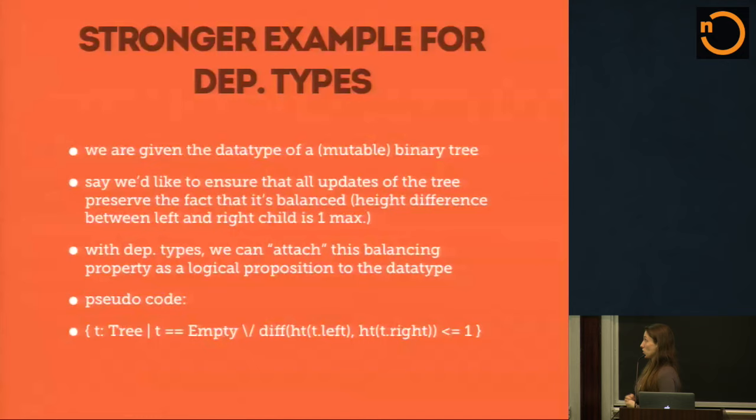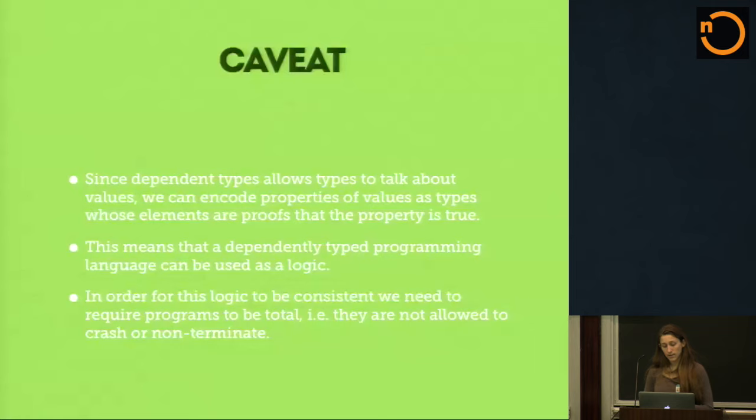But another example is that of a binary tree. Say we want to ensure that whenever we make an update to that tree, it's balanced. And so with dependent types, we can do that by having some kind of logical property attached to the data type. And it could look something like this. It's just another little example where you could consider them useful. But there's a small caveat.